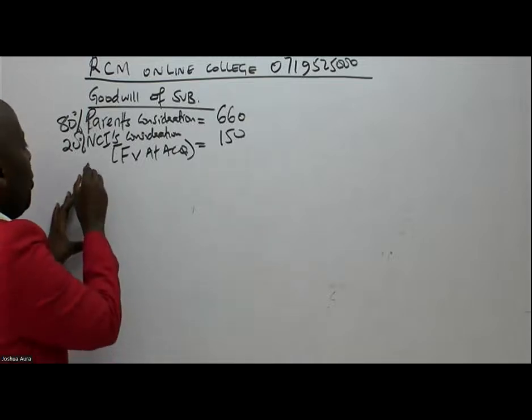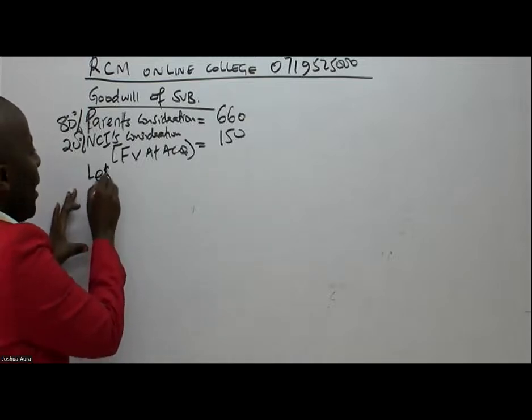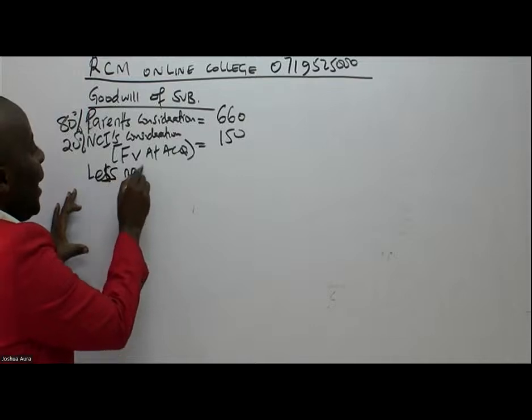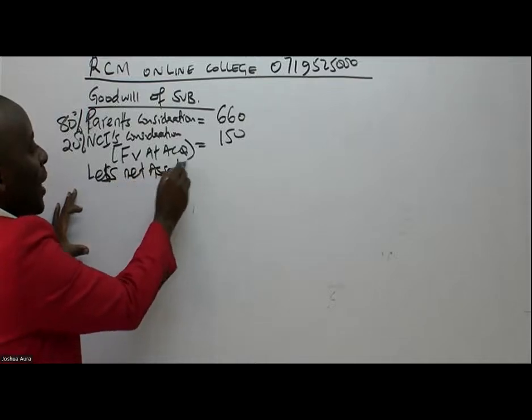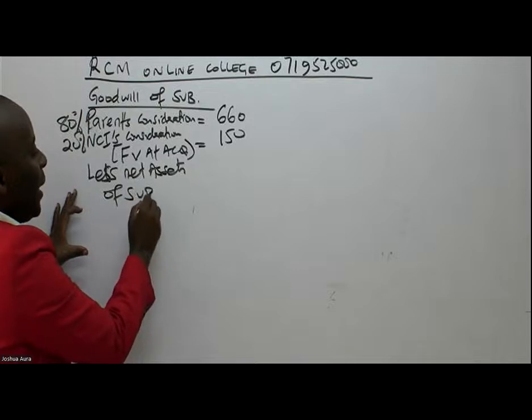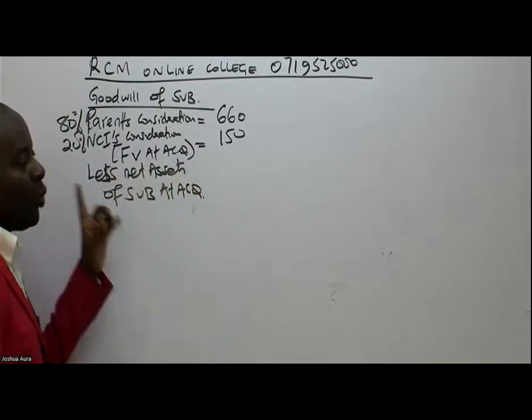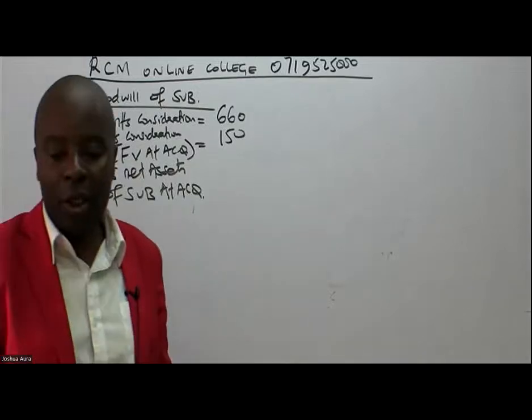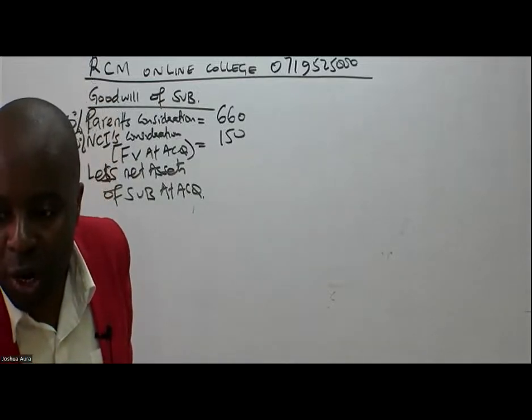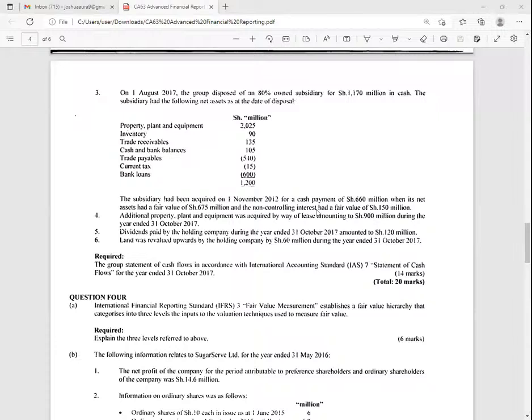Now, from there, what do we do? Less the net assets of the sub at acquisition, because we are calculating the goodwill of this subsidiary at the date of acquisition. What they have told us, ladies and gentlemen, is the net assets of the subsidiary at acquisition had a fair value of 675.